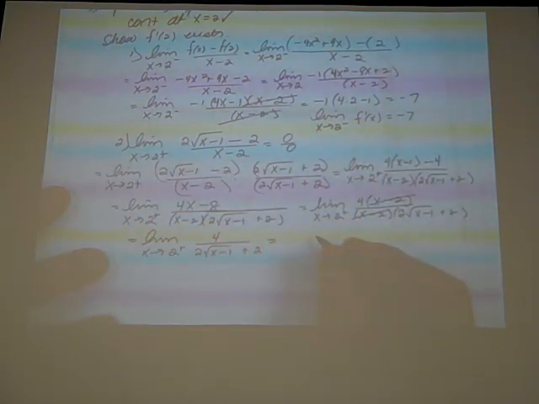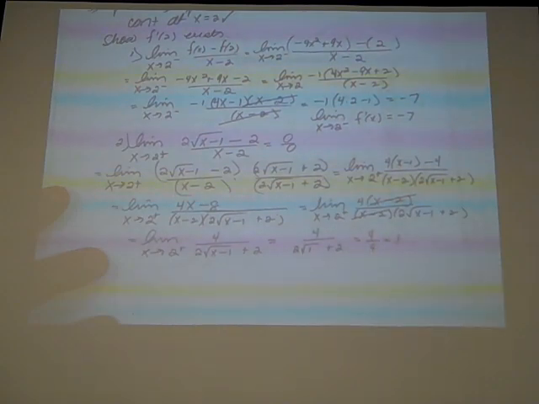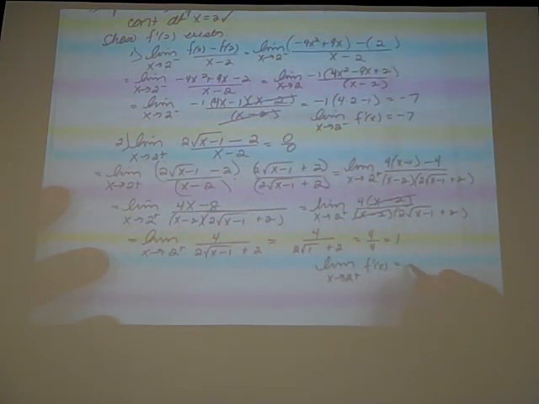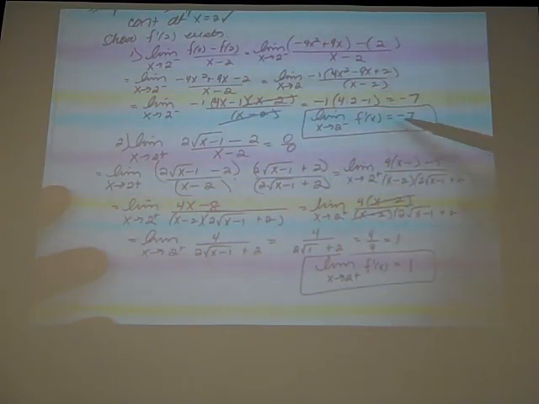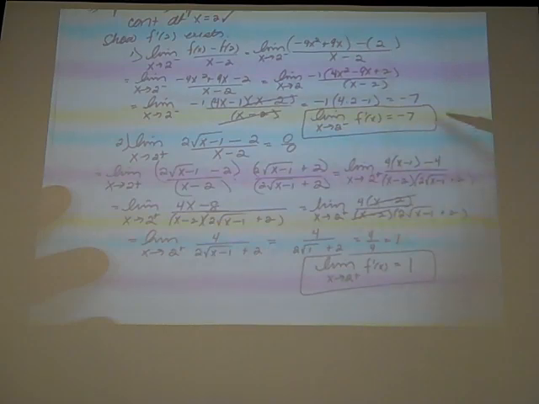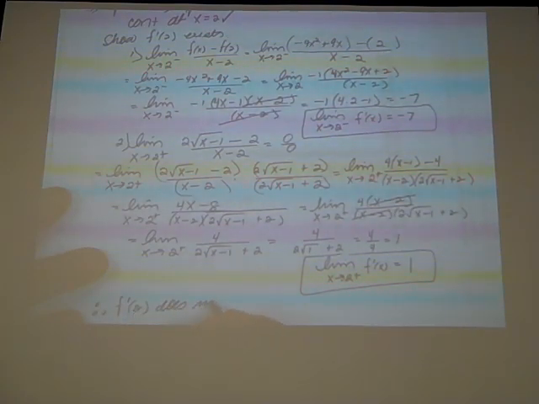Take the limit as x approaches 2. Numerator stays 4. Denominator 2 times the square root of 1 plus 2. We get 4 over 4, which is 1. So the limit as x approaches 2 from the right of f prime of x is 1. But the limit as x approaches 2 from the left is negative 7. Since these two expressions are not equal to each other, our conclusion would be, therefore, f prime of 2 does not exist.